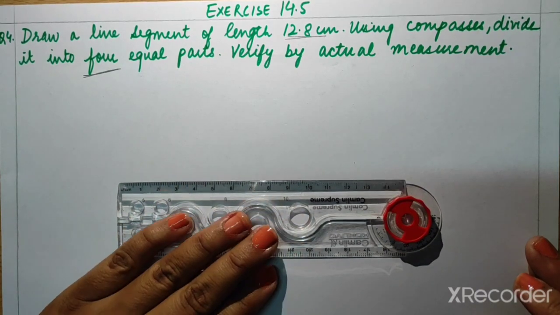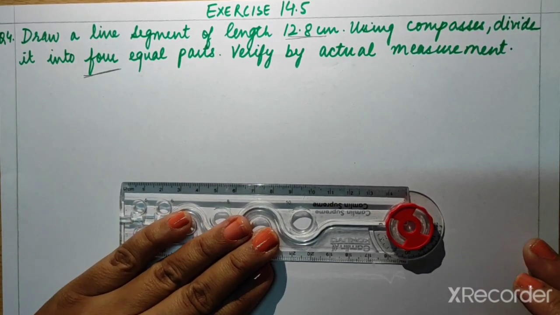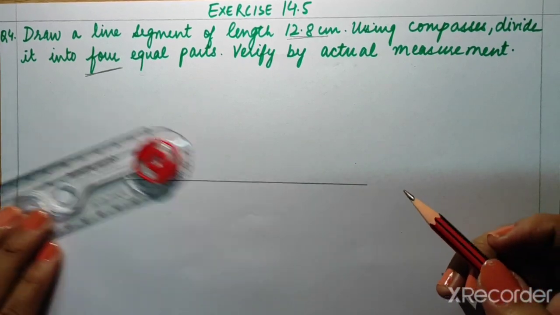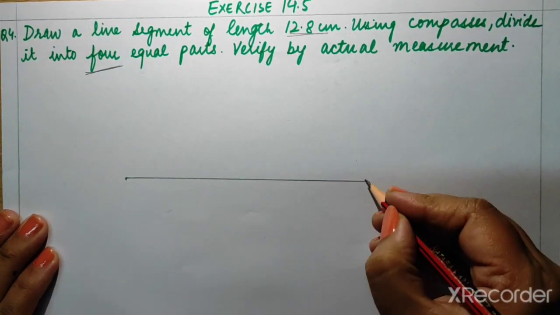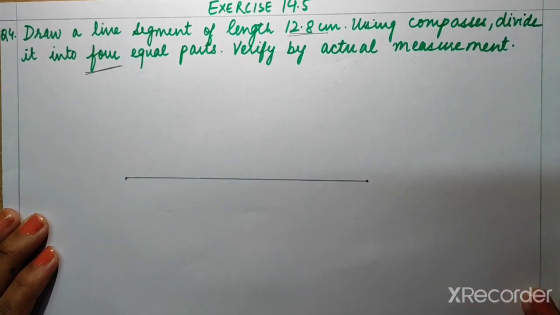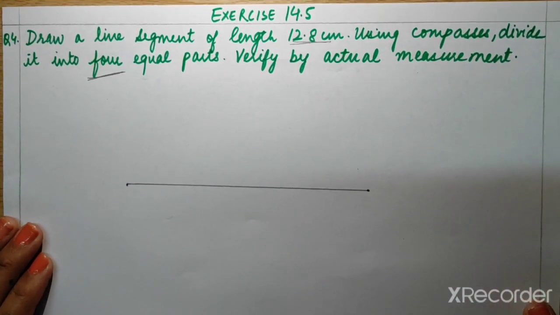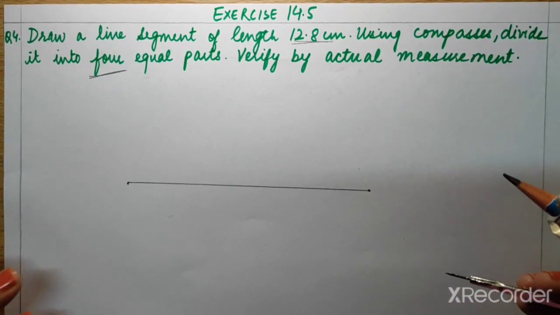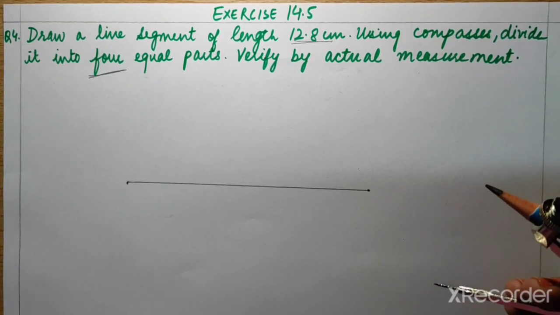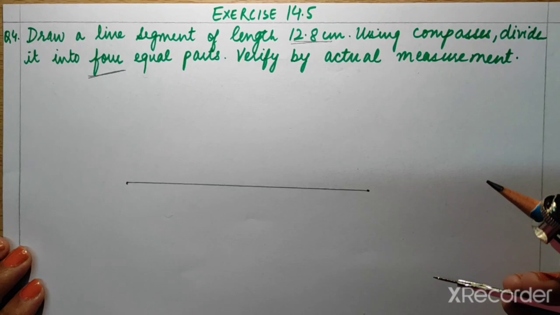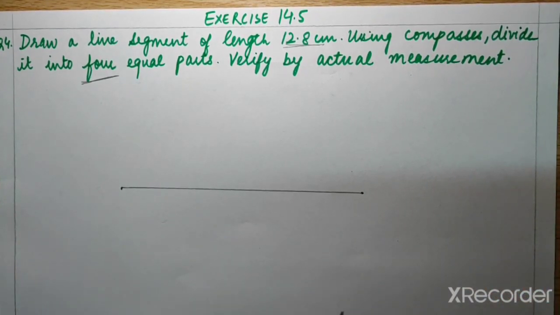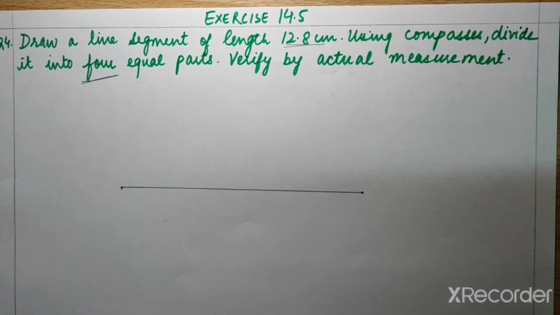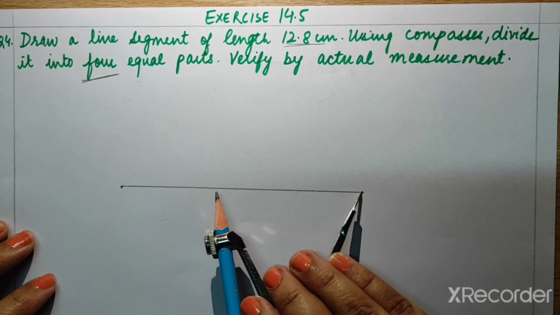We will first of all draw a line segment of length 12.8 centimeter. So this is the line segment whose length is 12.8 centimeters. First of all we will divide it into 2 equal parts, right? So how to divide it into 2 equal parts? We can draw its axis of symmetry, line of symmetry, or you can say perpendicular bisector, right? To draw its perpendicular bisector, we have to open our compass more than half of this line segment. So you can check, this is the compass more than half of this line segment, right?